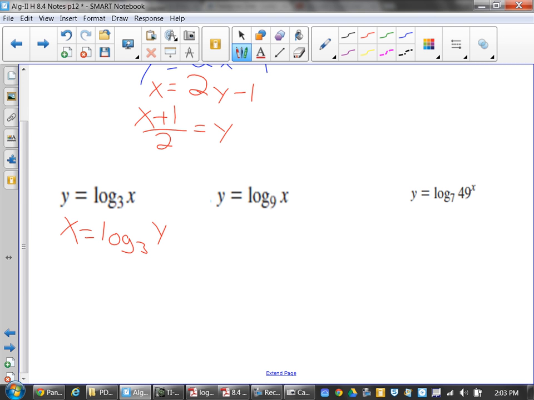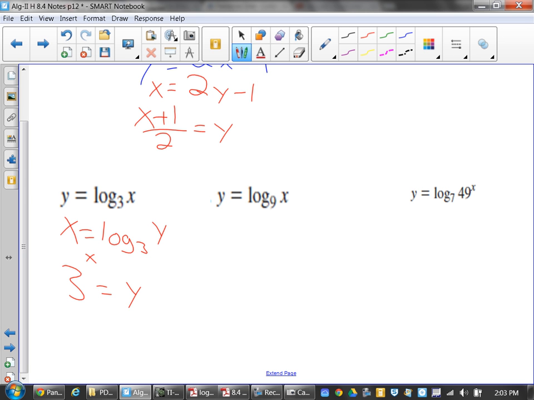how do you rewrite that to get Y by itself? That's all it is. So this winds up being 3 to the X is Y. And that's it. Where's the trick? There isn't. It's log base 3 of Y.